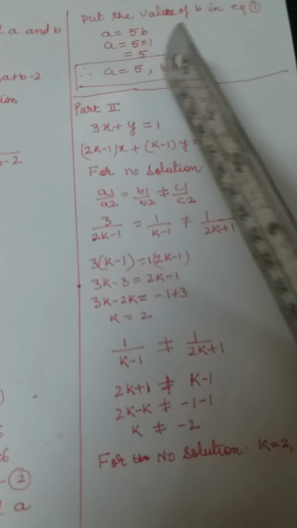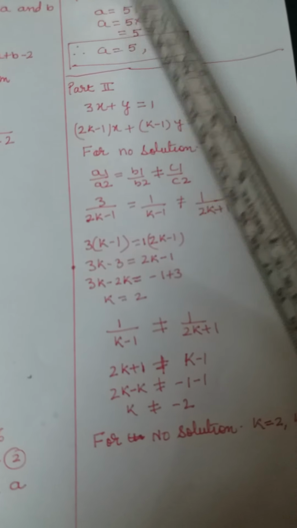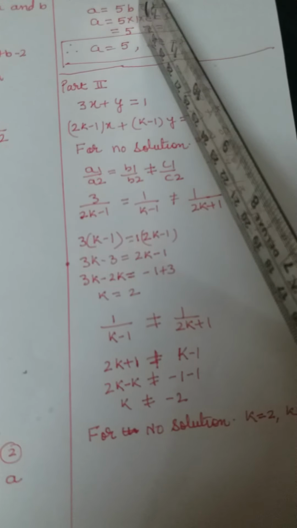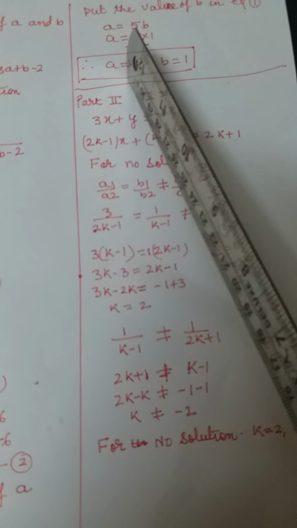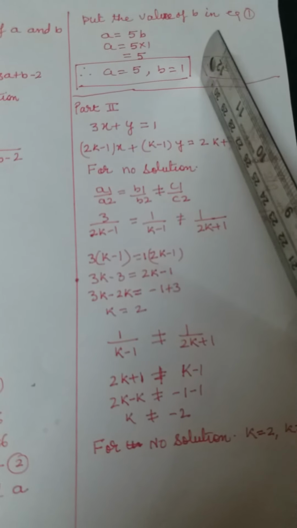Now put the value of b in equation number 1. Here equation number 1 was a equal to 5b. Then a will be equal to 5 into b. In place of b you will put the value of b, 1. Then the answer will be a equal to 5 and b equal to 1.